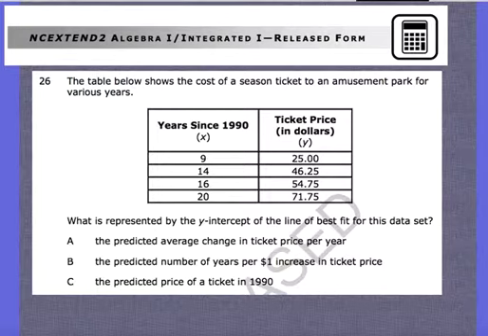Number 25 you can skip, so number 26 says the table below shows the cost of a season ticket to an amusement park for various years. What is represented by the y-intercept of the line of best fit for this data set? So because it tells us about the line of best fit, we should probably take our table and put it into our calculator. So we do that by going to Stat and Edit.